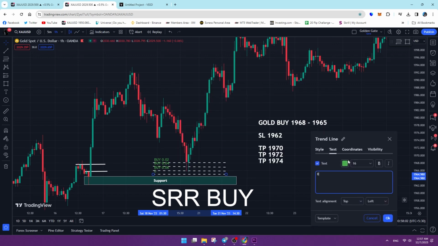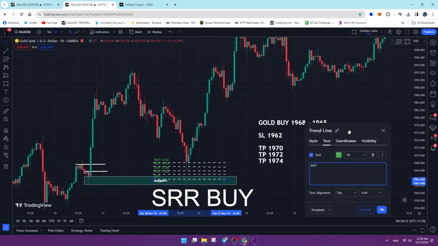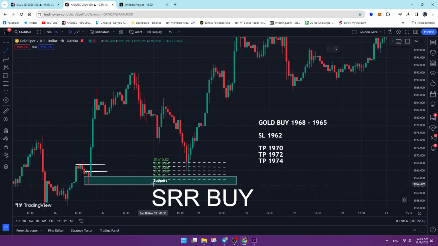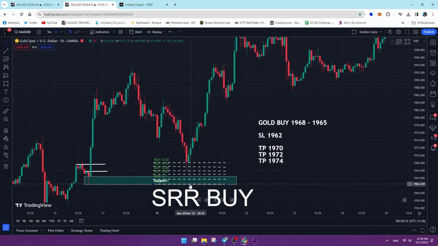Fourth entry at 1965 with 0.08 lot size. Fifth entry at 1964 with 0.1 lot size. Sixth entry at 1963 with 0.15 lot size. I have placed 6 entries because I'm fully confident with this trade and I have experience.